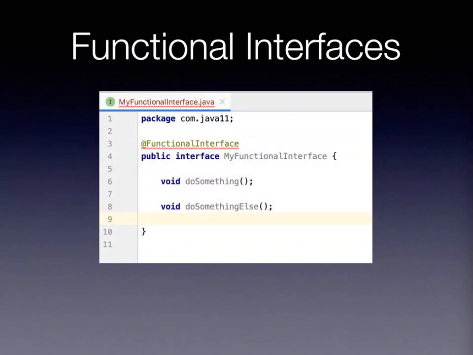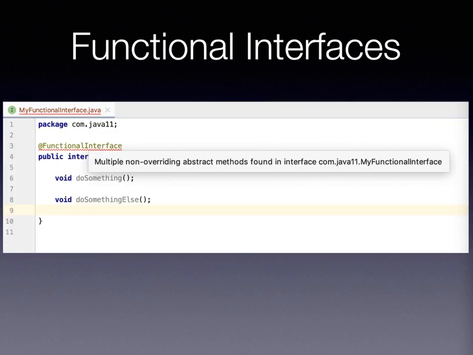As you can see in this example, my functional interface has two abstract methods. So the compiler error message is: multiple non-overriding abstract methods found in interface MyFunctionalInterface. One way to solve this compile error is removing one of the abstract methods. Another way to solve it is removing the functional interface annotation. But then, this will be just a normal interface.